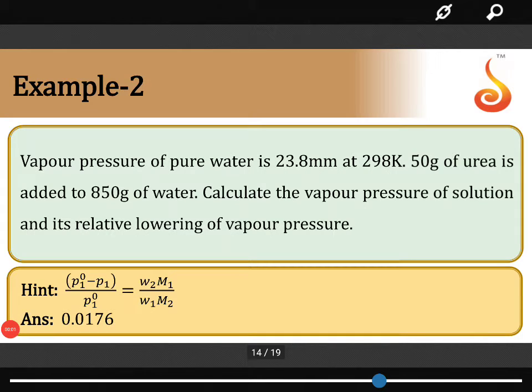Example number 2. Vapor pressure of pure water is 23.8 millimeter of mercury at 298 Kelvin. 50 grams of urea is added to 850 grams of water. So clearly from this problem, children, solvent is water and solute is urea. Calculate the vapor pressure of solution and its relative lowering of vapor pressure. Let us solve this question.